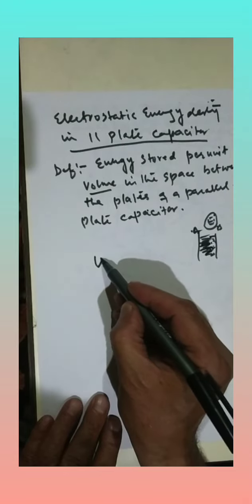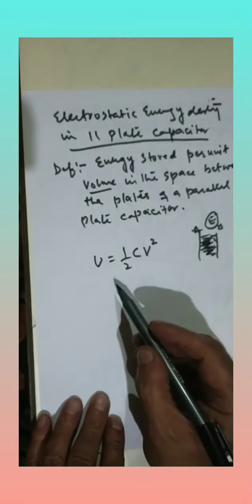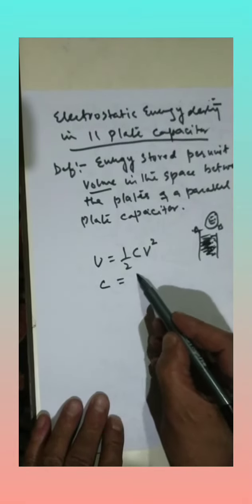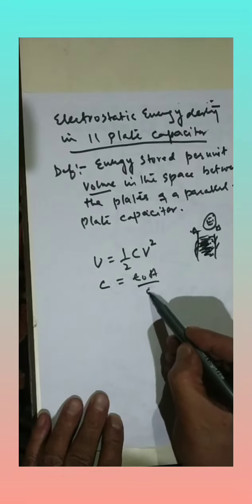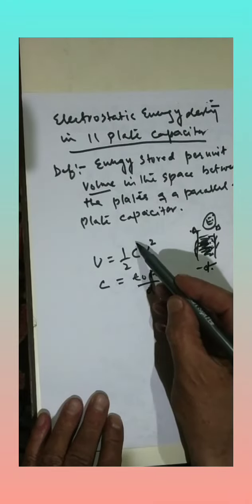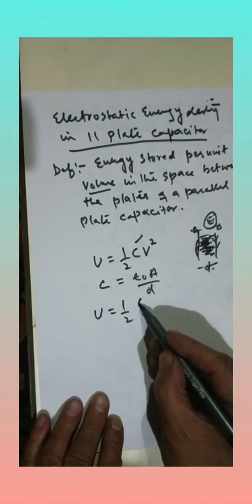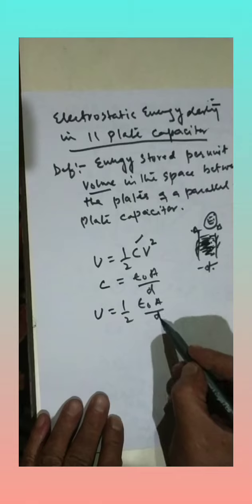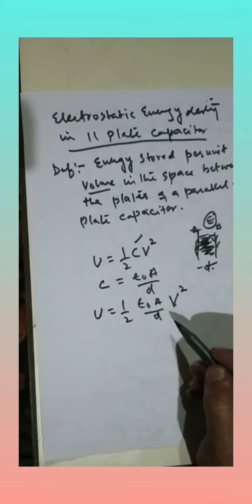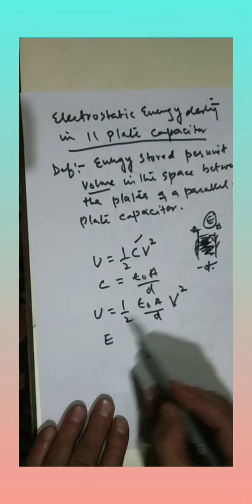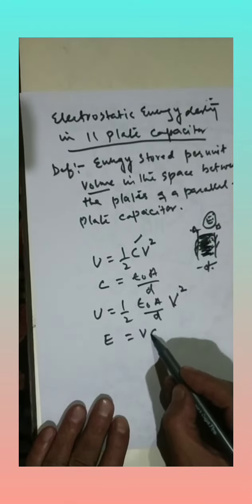We know that U, the energy stored, is equal to 1 by 2 CV square. Now, for a parallel plate capacitor, C is equal to epsilon 0 A by D, where A is the area of cross section of the plates, and D is the distance between the plates. Substituting, we get U is equal to 1 by 2 epsilon 0 A by D into V square. Here V is the potential, not the volume.